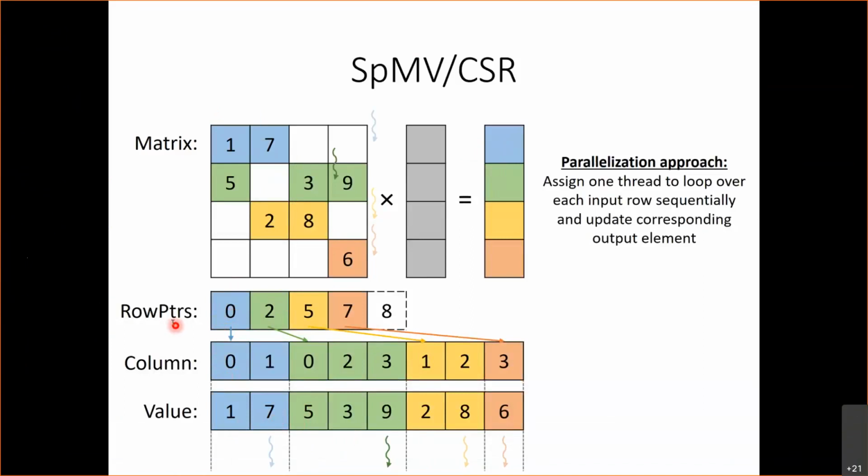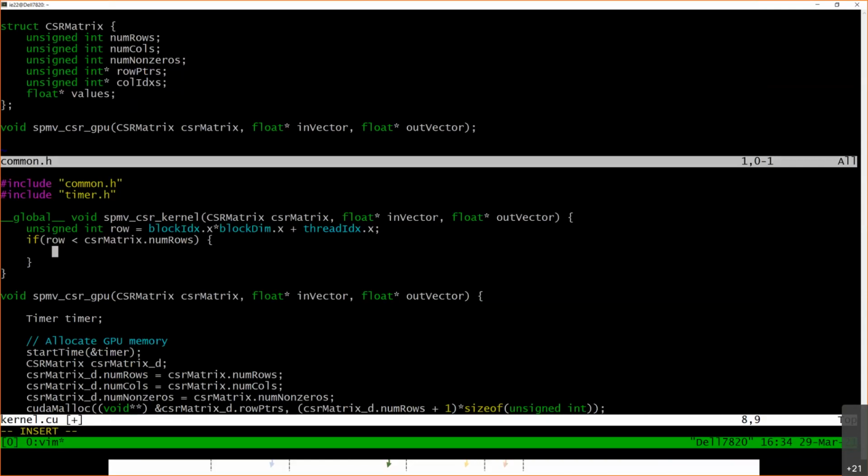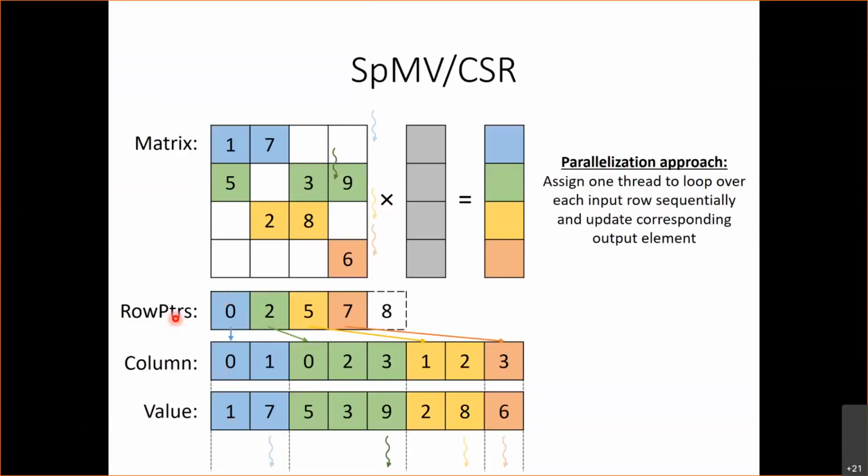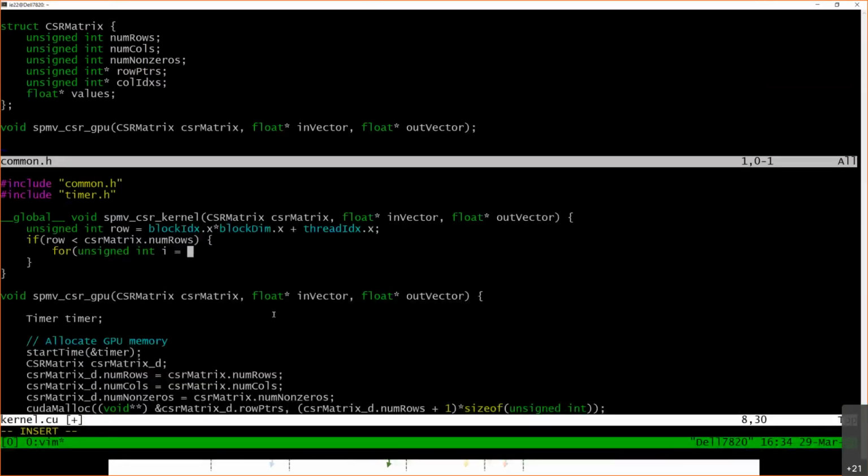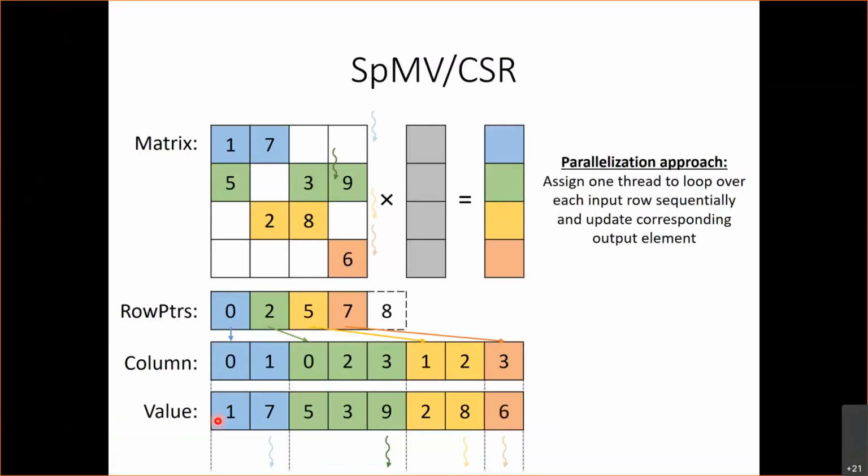Each thread is going to loop through the non-zeros inside of its row. It's going to start at row pointers of row. So thread 0 will start at the value at row pointers of 0, thread 1 will start at the value at row pointers of 1, etc. So here the thread will start at CSR matrix dot row pointers of row. Okay, so it starts here and then it loops. Where does it stop?